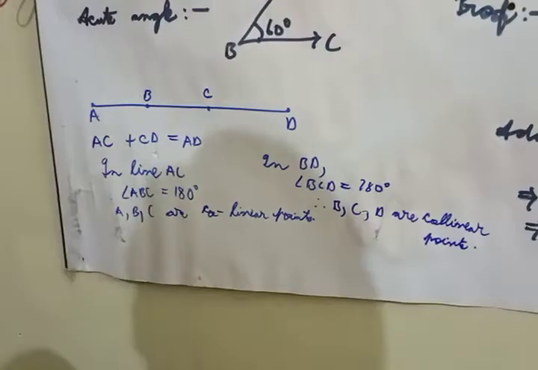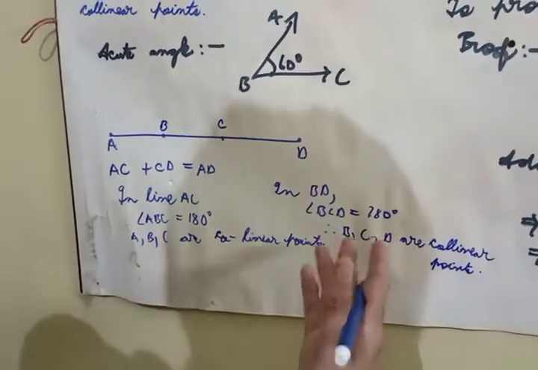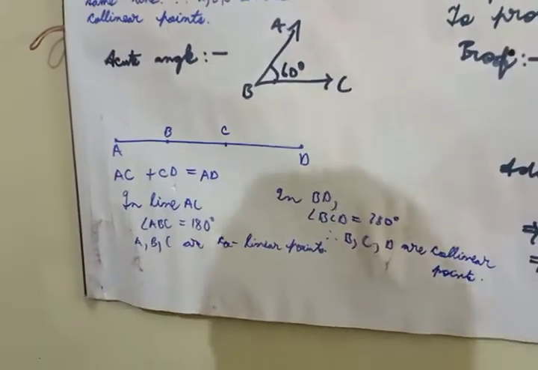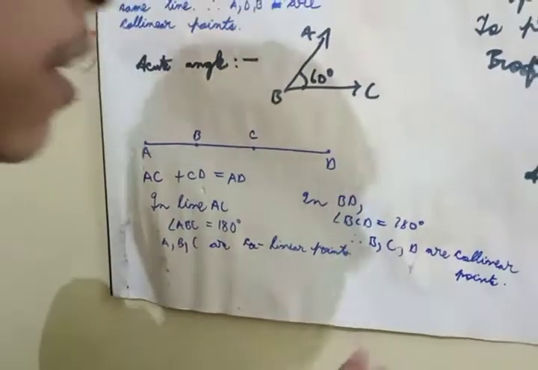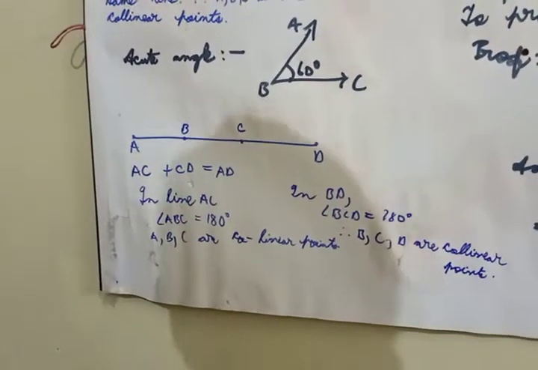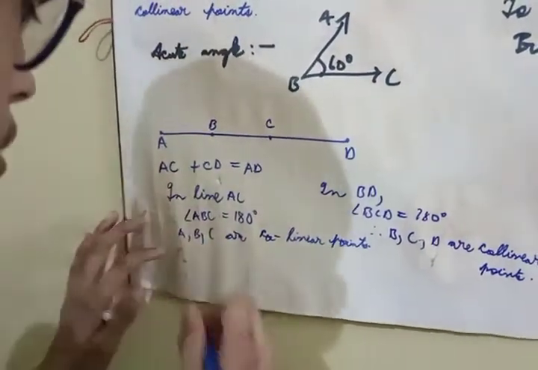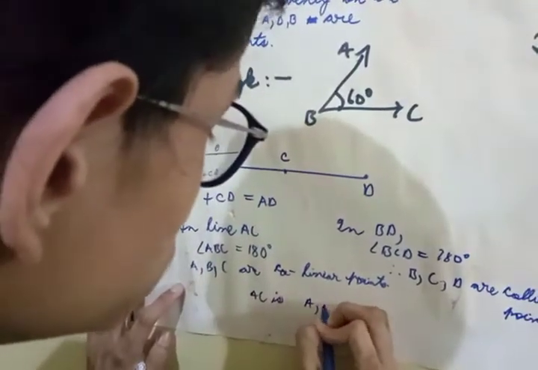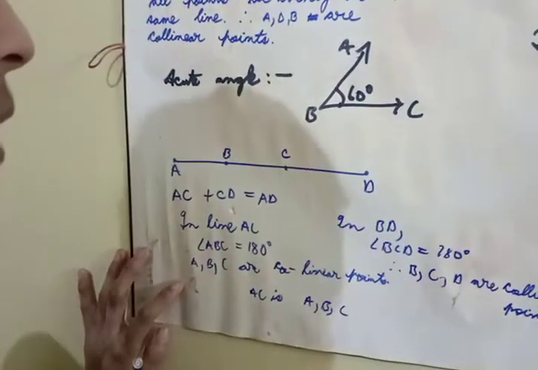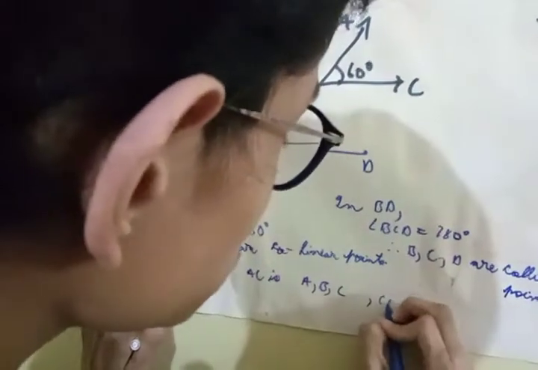Now you see, since B, C, D are collinear points, C and D are also collinear points. They are also lying next to each other on the same line. C and D are also collinear points on the same line. Now taking the line AC, AC has A, B, C. And CD has C and D.